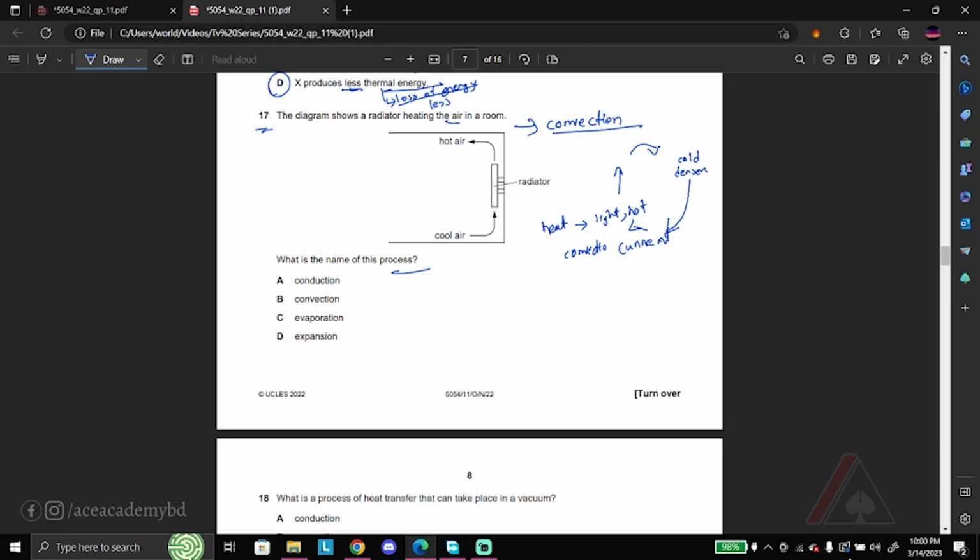Now let's see if these arrows match with the diagram up here. Hot air moves up and the cold air moves down. So yeah, it does match. So this is an example of convection. So this will be our answer.